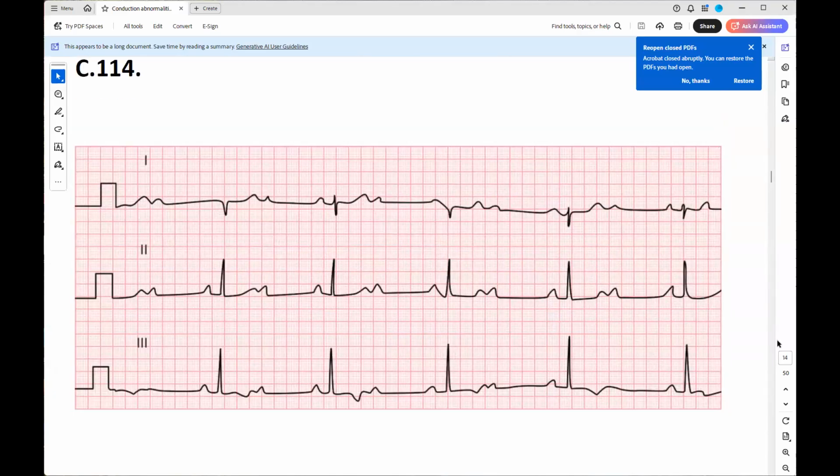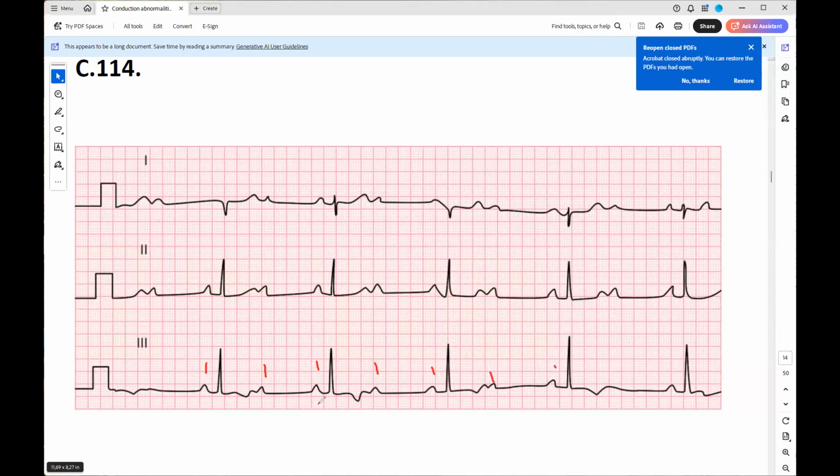114. So at first glance, I think it's rhythmic, and there are four beats in 6 seconds, so it's 40 beats per minute. And looking at the P waves, I see that every second wave is conducted, meaning that it is 2 to 1 AV block. Okay. Very good.